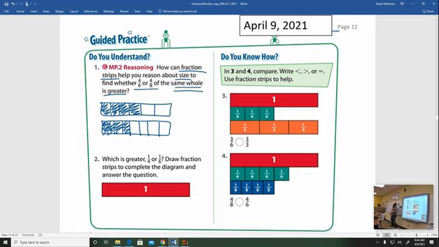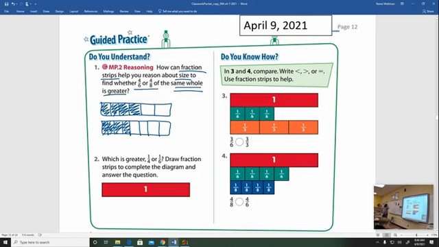Now, my drawing may not be perfect, but what is 4/8 equivalent to? What's 4/8 equivalent to, guys? Look at that number. Ariana? It's 1/2. Now 4/6 is not 1/2. It's greater than 1/2, correct?